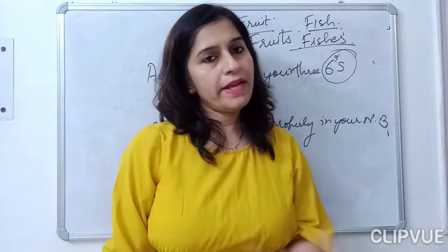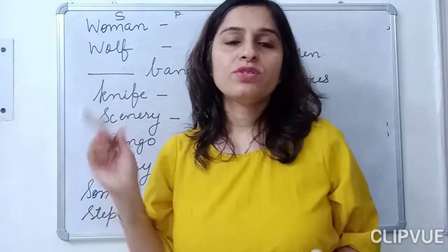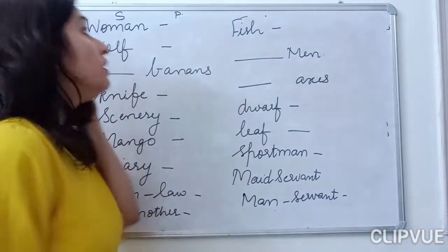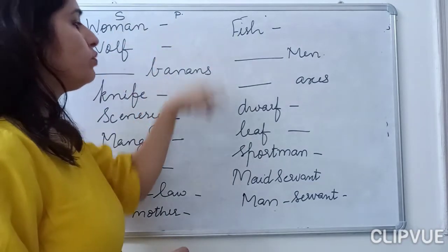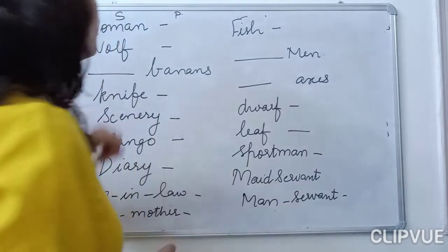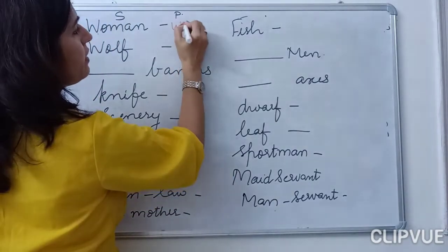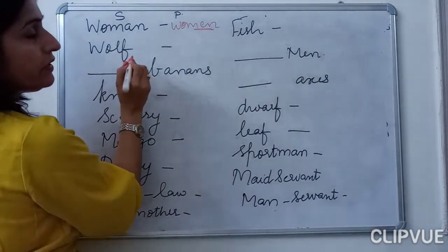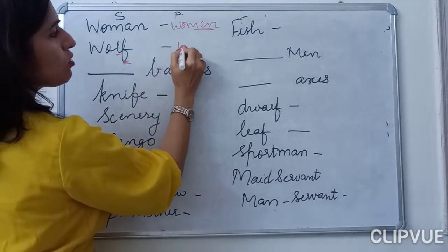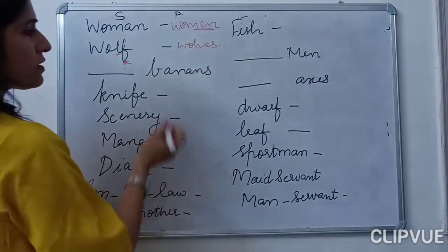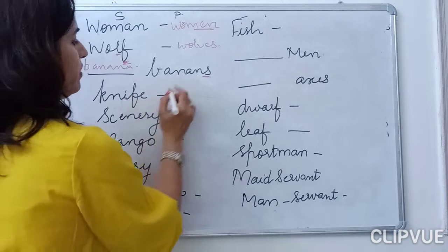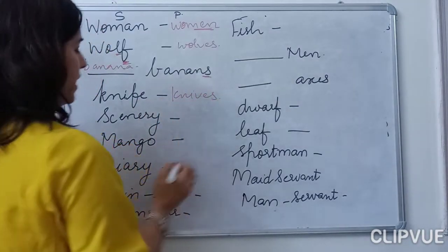Now, let's do a small exercise related to this, children. Let us quickly finish this exercise to see whether you have understood the topic or not. Here the singular is written and you will be writing the plural. Suppose woman. What will be the plural of it? Very easy, women. Wolf, ending with F and before it there is a consonant, so I will write wolves. Bananas is already plural, the singular will be banana. Knife will be knives.